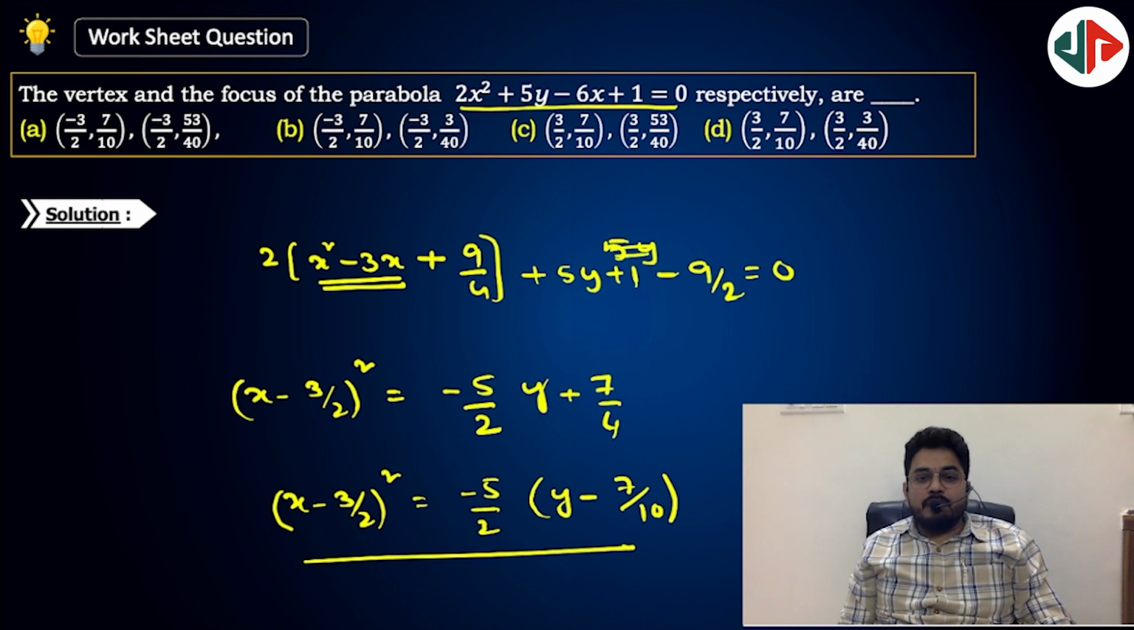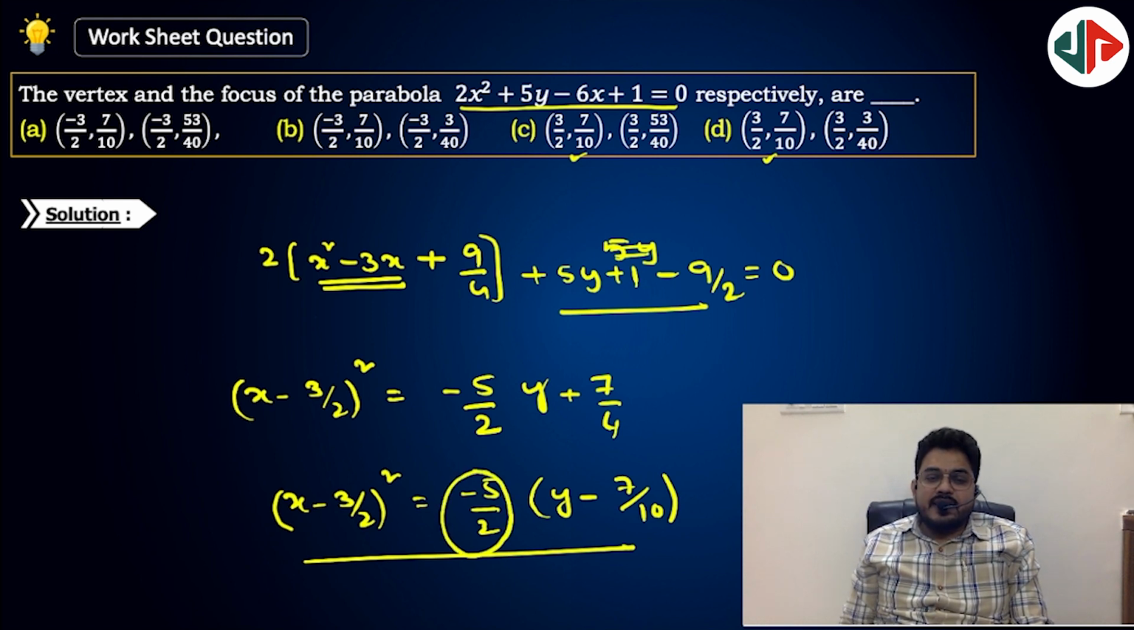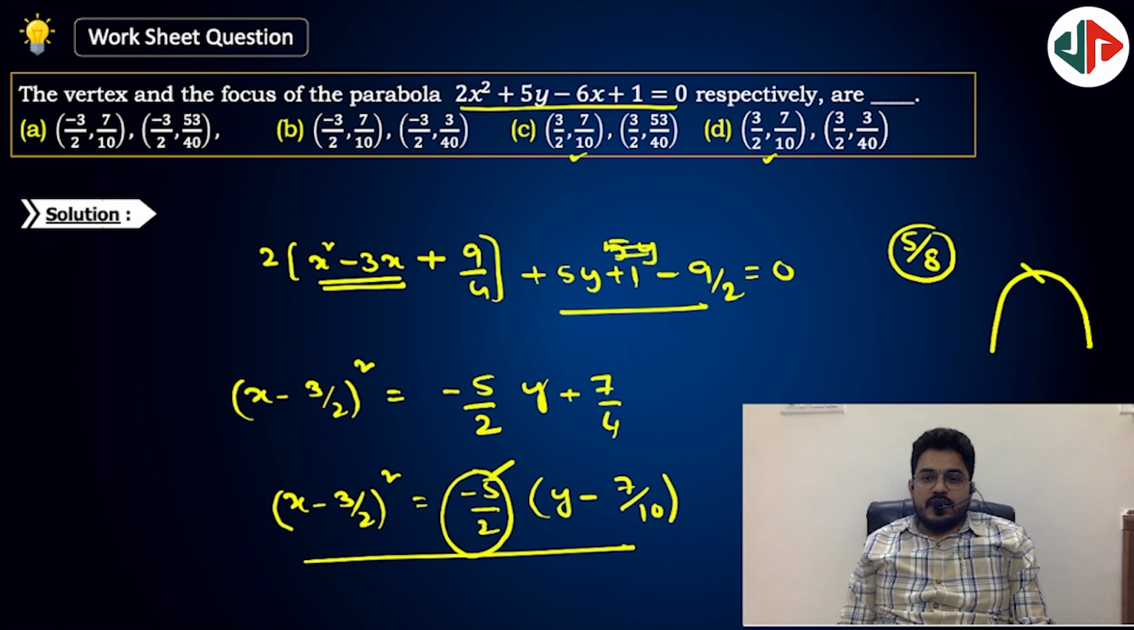So the vertex, okay, look at the vertex. Vertex is 3 by 2 comma 7 by 10. So either this one or this one is going to be the option. Then length of latus rectum is equal to 5 by 8 because this is 4a. So this parabola is going to be like this.